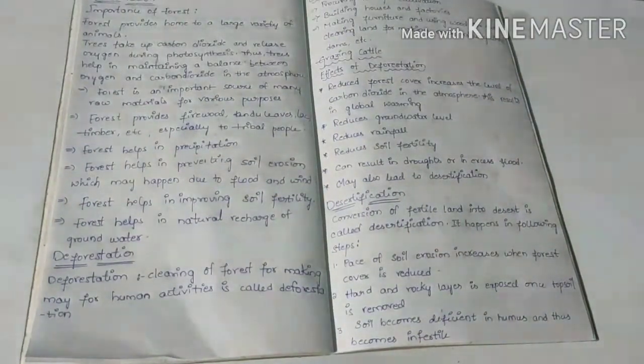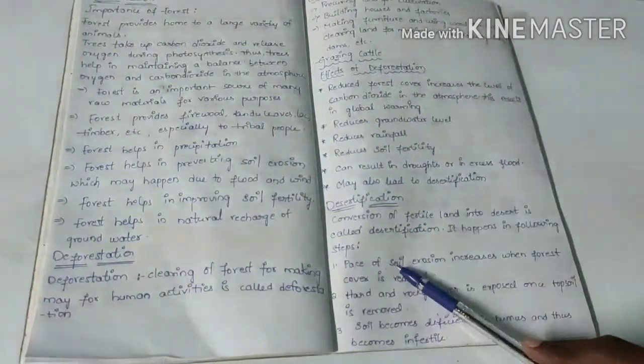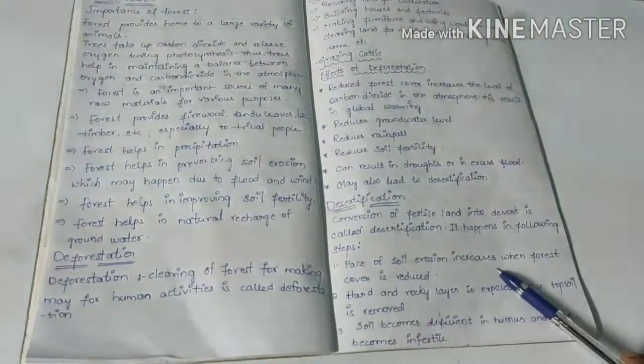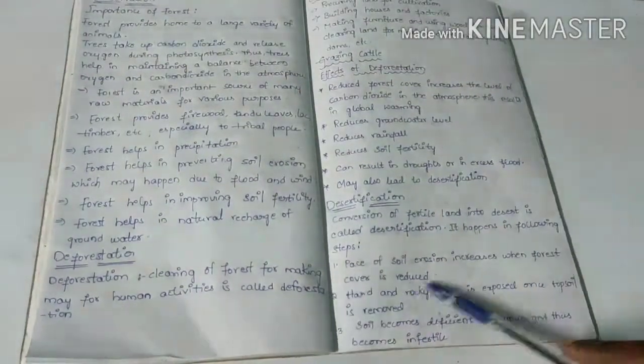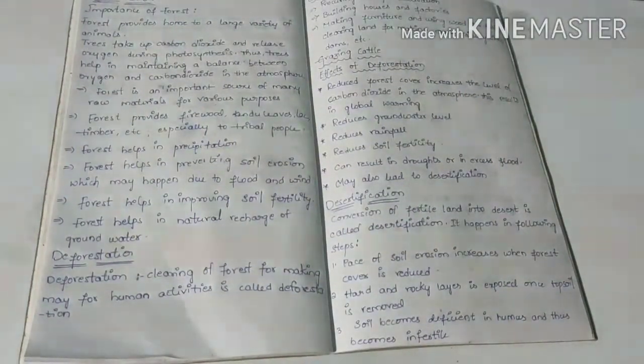And it will not happen suddenly. It follows steps. That means it will happen gradually. First, the pace of soil erosion increases when forest cover is reduced. That means here I have some land, and on the land some plants are growing. If I cut the plants, what will happen?